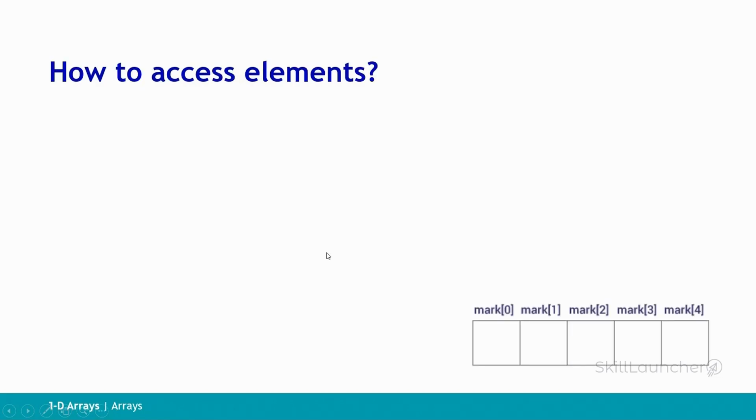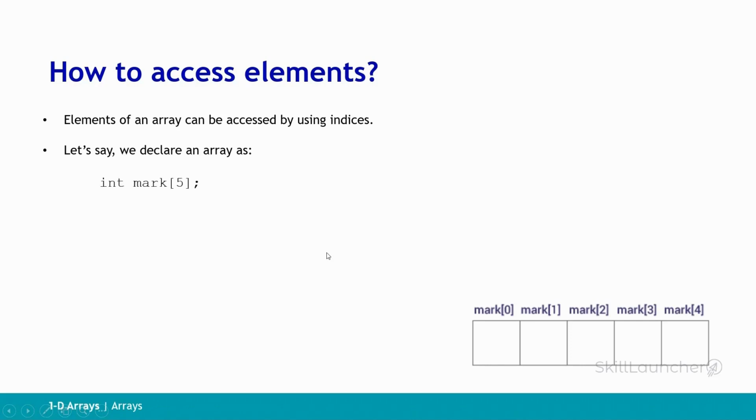Now how to access the elements of an array? Elements of an array can be accessed using indices. This is what we learned in the previous lesson. Let's say we declare an array int mark[5]. So these 5 elements get the required memory. As we know, the indices start from 0. The first element would be referred as mark[0]. The second element would be referred as mark[1] and so on.